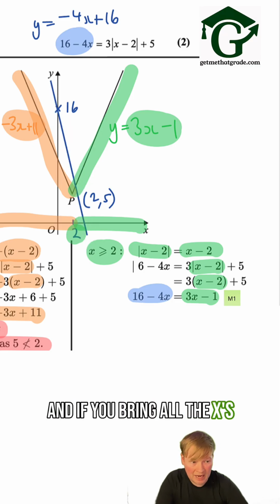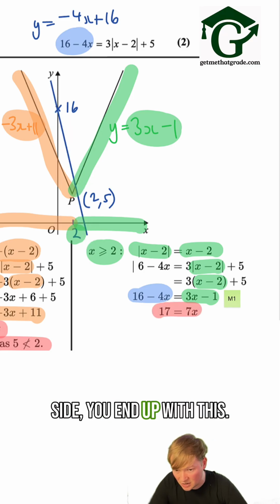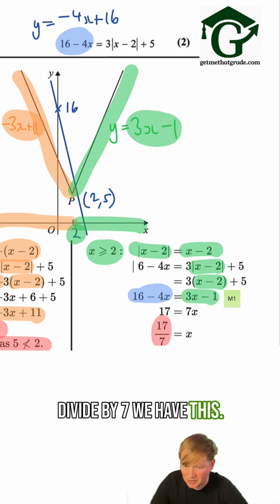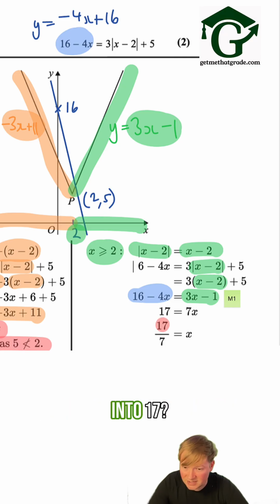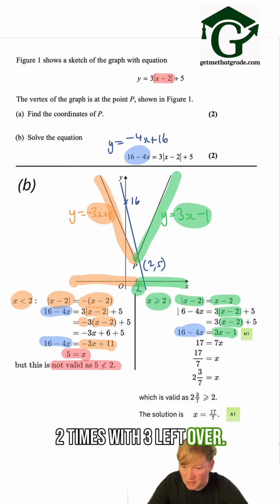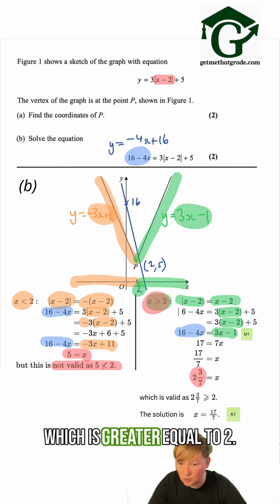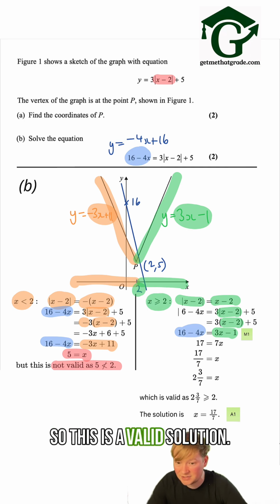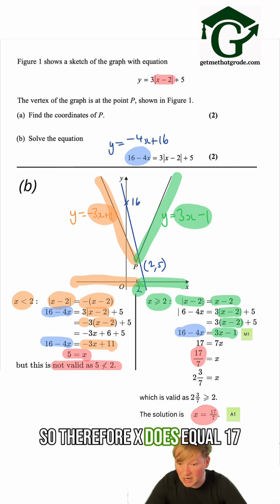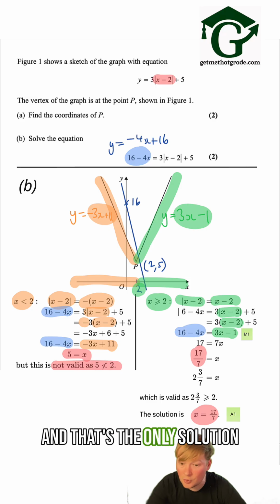And if you bring all the x's onto one side, all the numbers onto the other side, you end up with this. Divide by 7, we have this. Let's just see if that's valid. How many times does 7 go into 17? 2 times with 3 left over. So it's 2 3/7, which is greater or equal to 2. So this is a valid solution. So therefore, x does equal 17 over 7. And that's the only solution that we've got here.